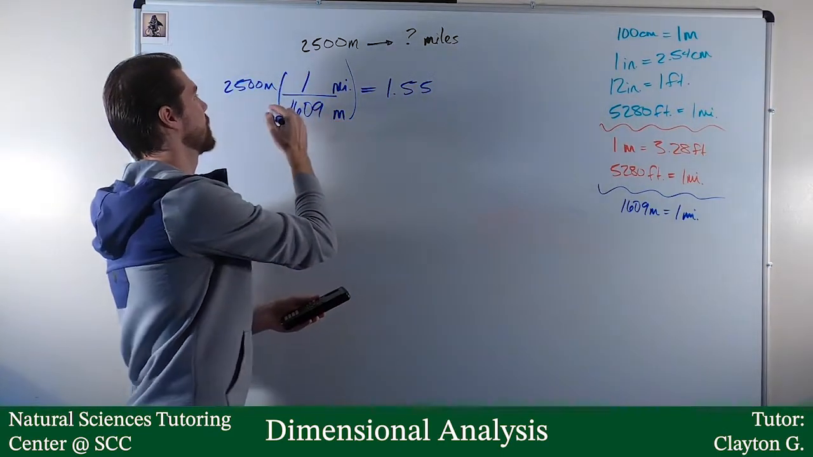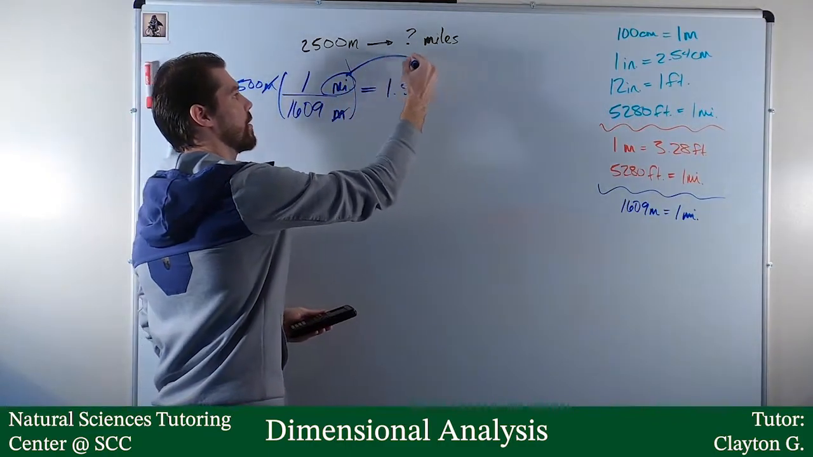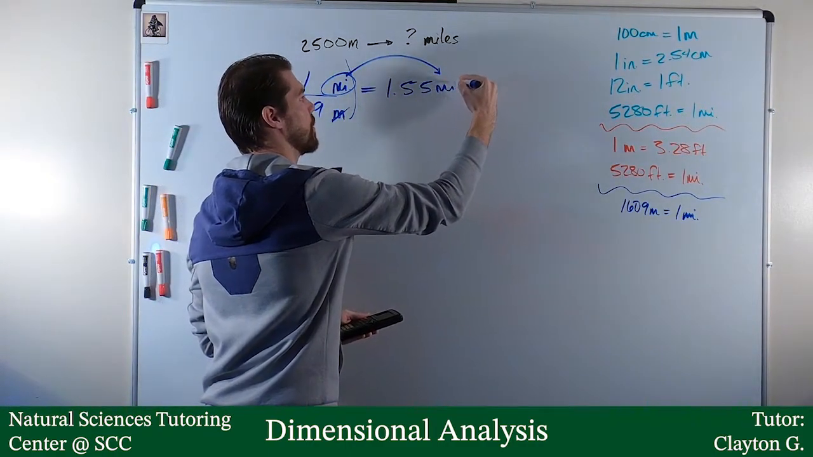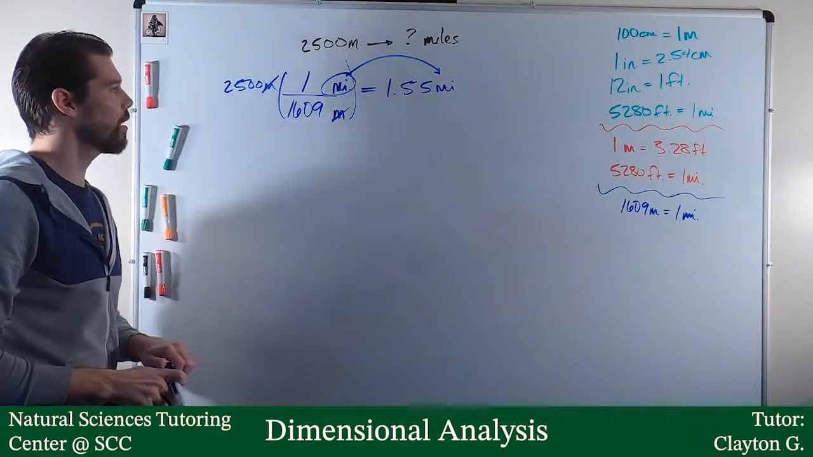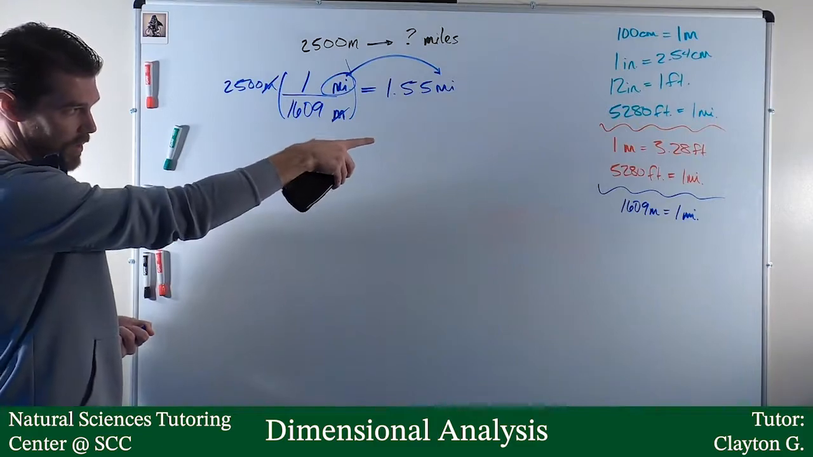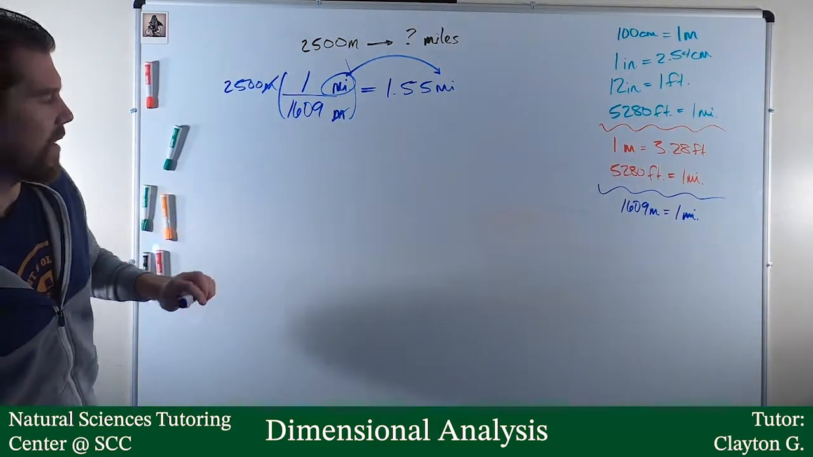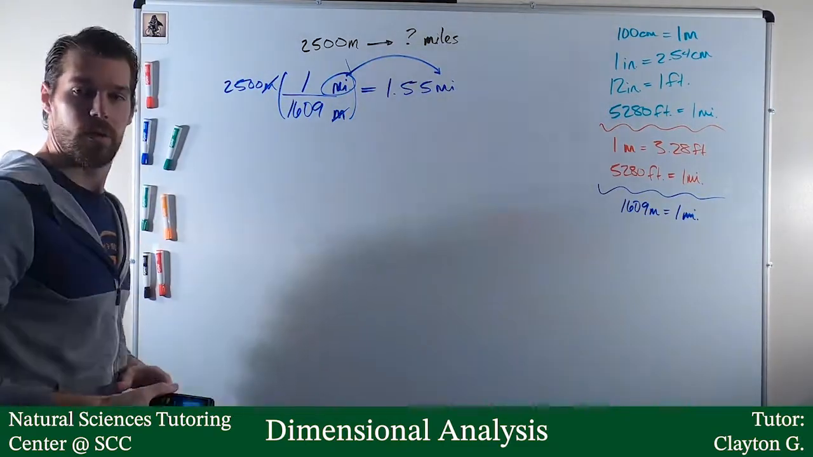And this is meters divided by meters. And we're left with miles. 1.55 miles. All right, very good. Let's check out the one in red over there, where we know how many feet are in a meter.